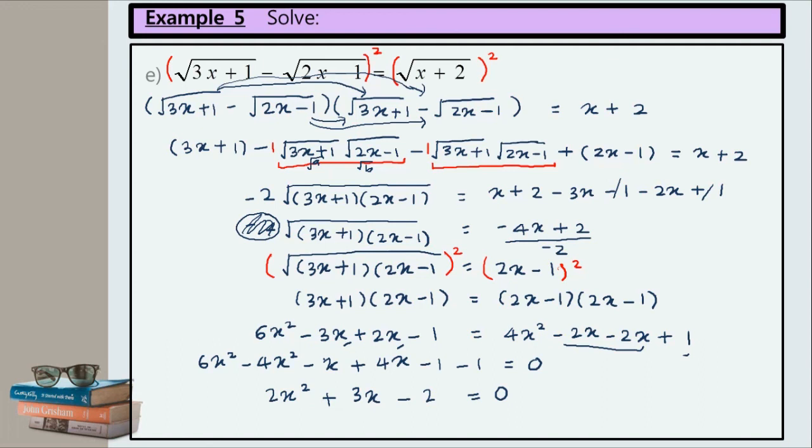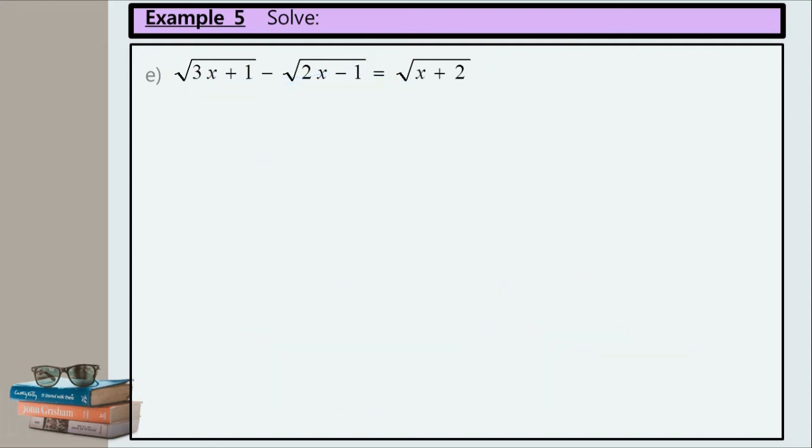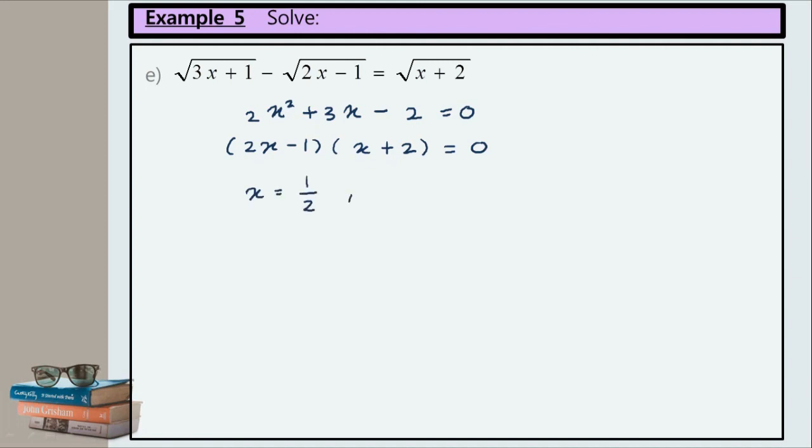How to solve? We can use our calculator, or factorization. Since we have 2x squared plus 3x minus 2 equal to 0, when we factorize, we will get 2x minus 1 and x plus 2 equal to 0. That means our x is equal to 1 over 2 and x equal to negative 2. Okay, we cannot leave it like this. We need to check whether our x is our final answer or not.